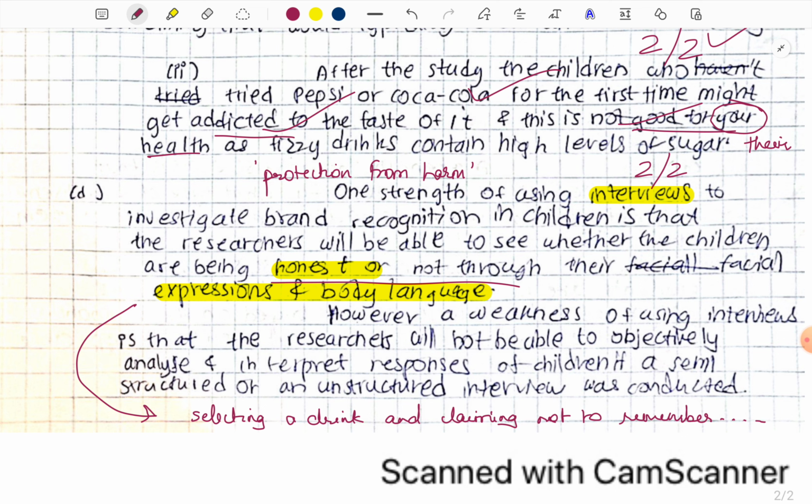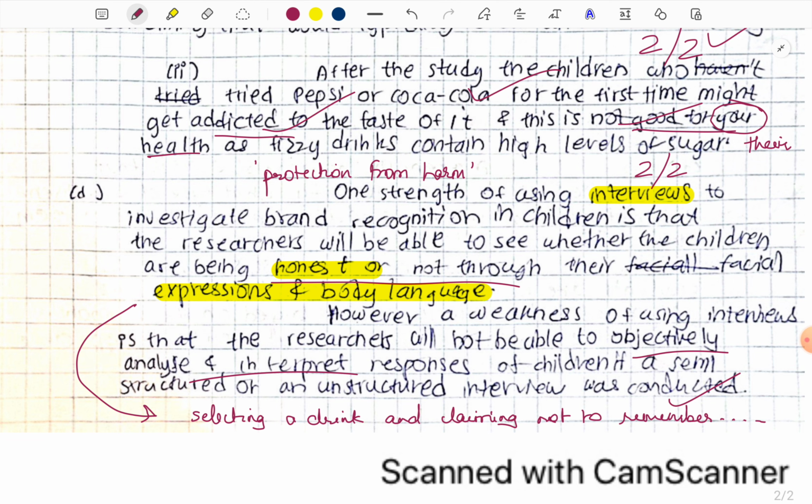One weakness she's given is that researchers are not able to objectively analyze and interpret responses if a semi-structured or unstructured interview was conducted. It is perfectly acceptable if they ask you for an interview and you take some specific type of interview and draw on a strength or weakness of that. That's absolutely fine. So she's done that here.